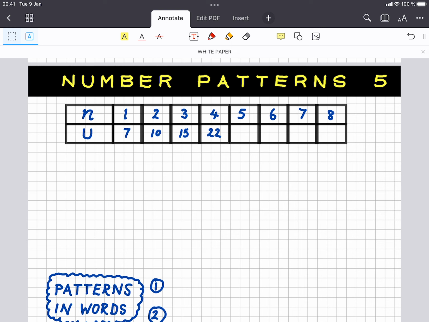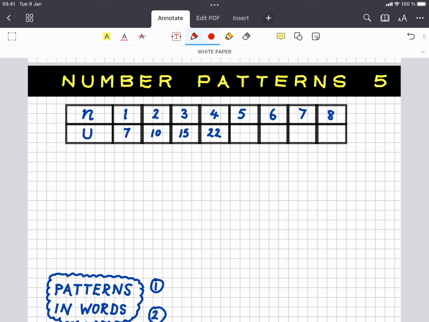So this is video number 5 in a series of 9 to help you with the number patterns questions. So we've got a pattern that goes, I've called it U equals, so the first term is 7, the second term is 10, the third term is 15, the fourth term is 22. So what's the pattern here?